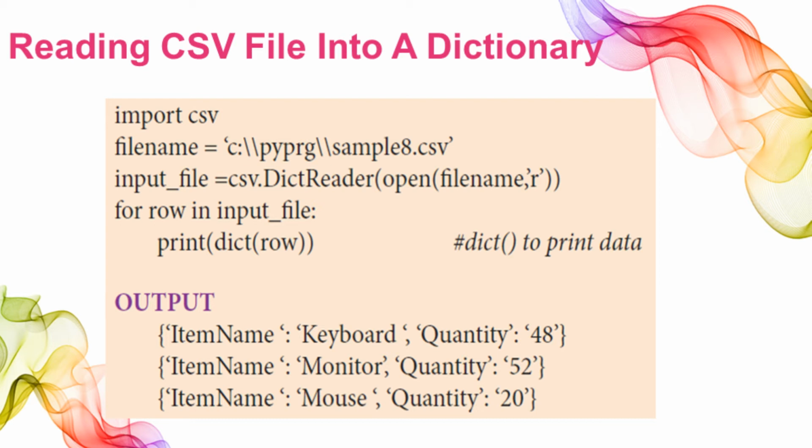So here the output is item name keyboard and quantity is 48. Item name monitor, quantity is 52. Item name mouse, quantity is 20.